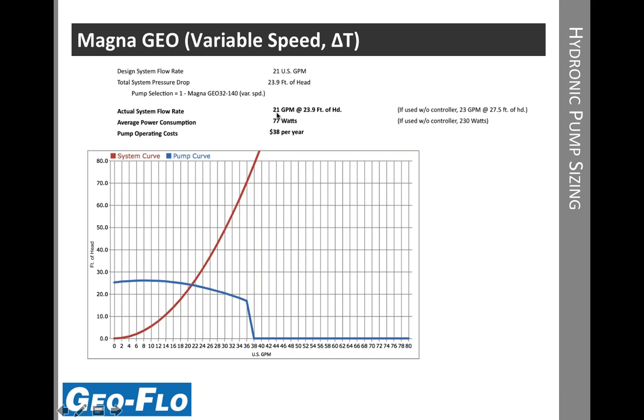If less than 6 zones are calling, it's going to slow that down even more, and it may be 10 gallons per minute or 6 gallons per minute or whatever the particular load is at the time. So we can actually use one of these small Magna Geo pumps for the entire system in this case.